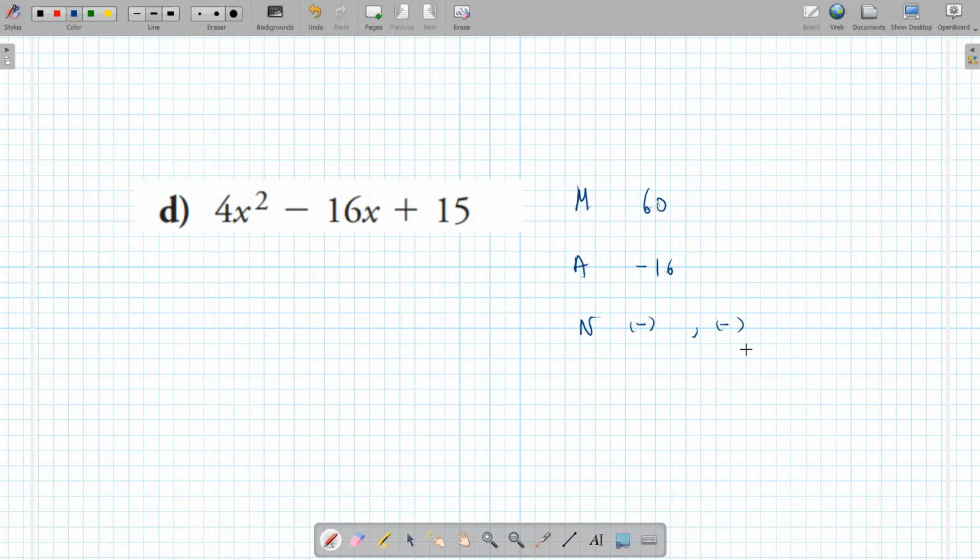Negative 16. You can't go more than 16, so you're going to start here. Negative 15 and negative 1. Does that multiply to 60? Doesn't 10 and 6 work? Yeah, there you go. If you can identify it, that's it. 10 and 6. And that's it. From there, you can figure it out.